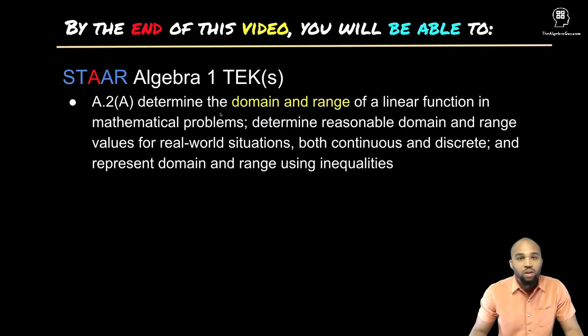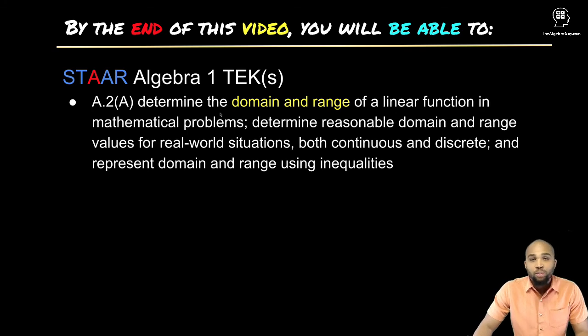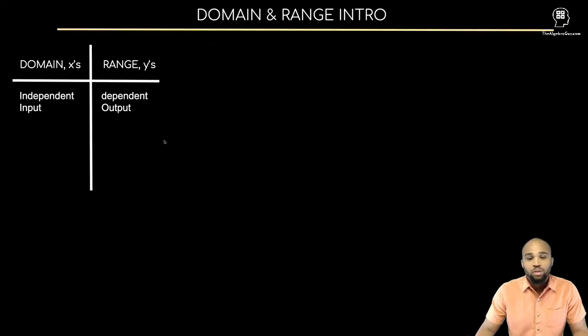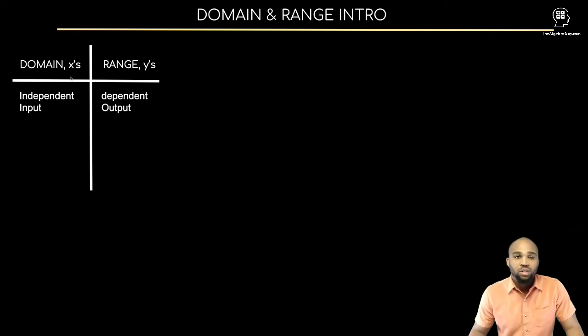All right, so our goal today is to determine domain and range when I give you a graph, or when you have a word problem situation. The skill is 8.2a. I'm going to start out with just trying to define domain and range a little bit, and we'll get into discrete and continuous and what that means as well.